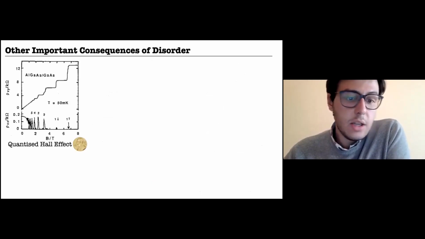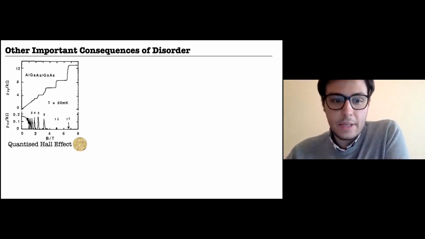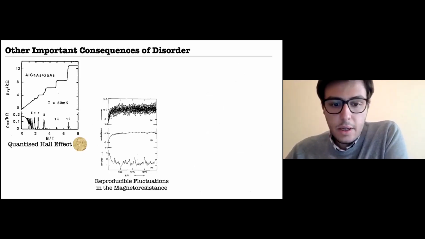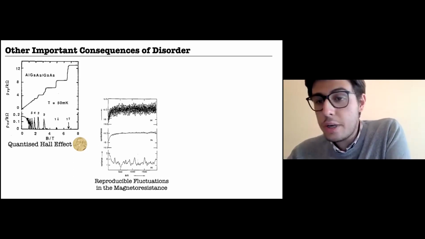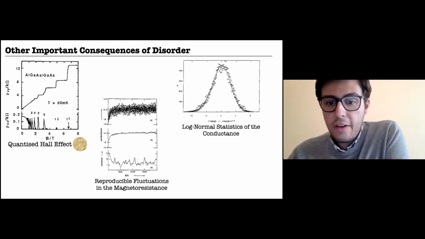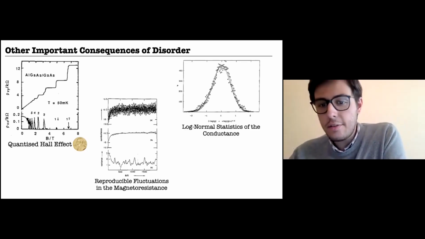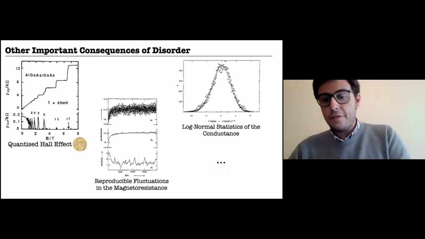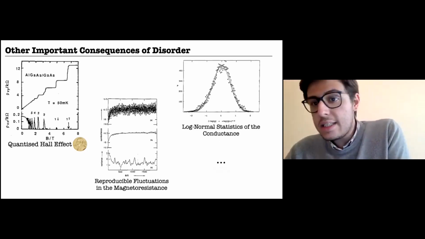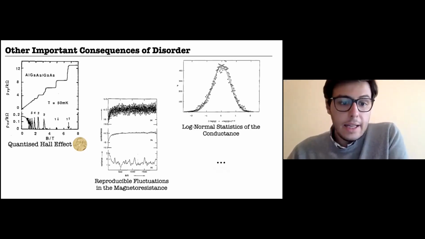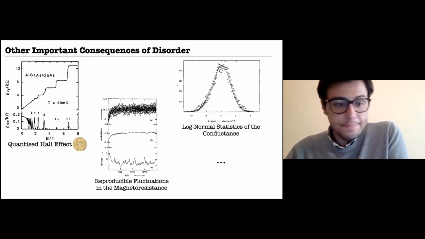For instance, the quantized Hall effect, which was also a subject that was awarded a Nobel Prize. We also have what we call universal fluctuations of the magnetoresistance, so sample-specific fluctuations. And we have, for example, strange statistics of the conductance if you look at different disordered samples. So there are many other effects like these, which have been studied since the 1960s, 1970s up until now, and there are many more to be discovered.